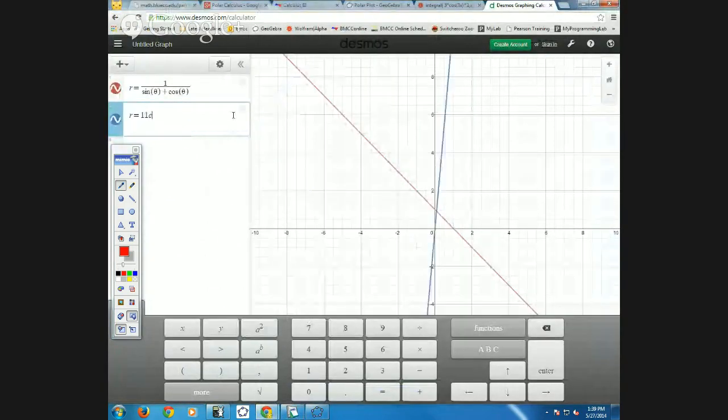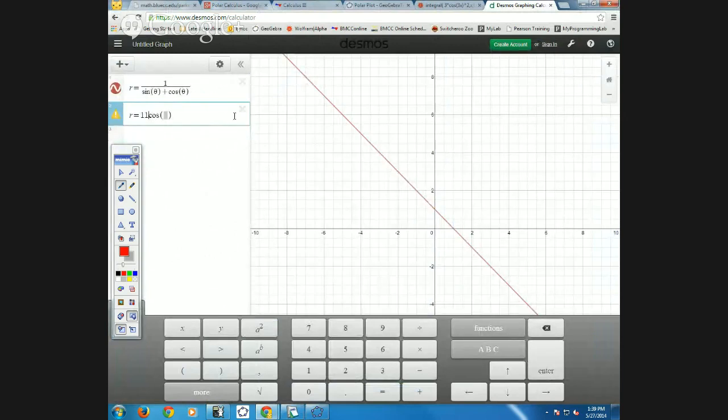Did you get it, Anna? I did. Oh, good. Okay, there's the cute little Desmos graph. Look at that. Desmos does a nice job, doesn't it? And it's pretty easy to use.